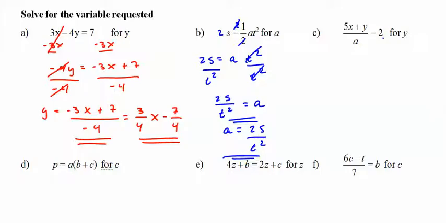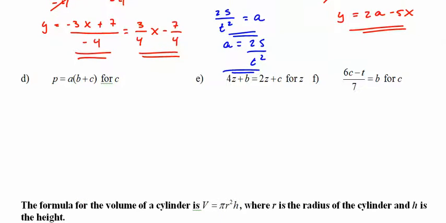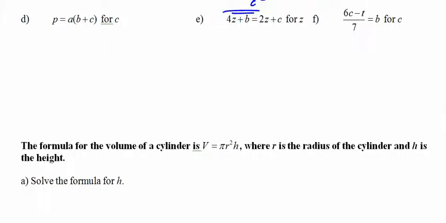Here it says get y alone. Multiply both sides by a. Minus 5x. A minus 5x. Keep going. I would pause these and try and do them yourself.